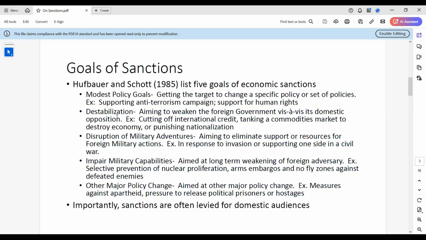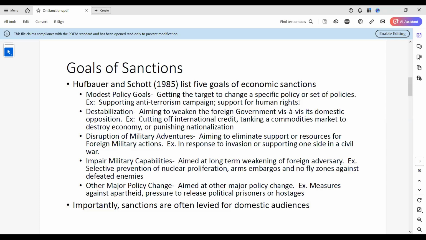They have five goals for these economic sanctions: the modest policy goals, which is getting a target to change some specific set of policies, i.e., some anti-terrorism action or supporting a human rights policy. In this case, modest policy goals would be considered like defending the Uyghurs or something like that. If the United States is really concerned about the Uyghurs in China, they might put sanctions on China because they're upset about how the Chinese government treats that group of people.